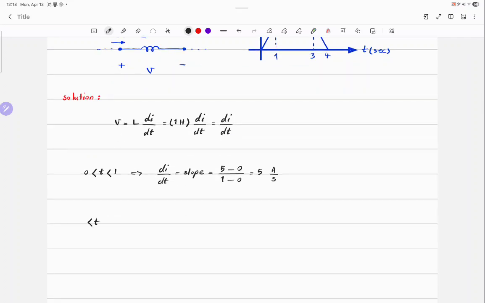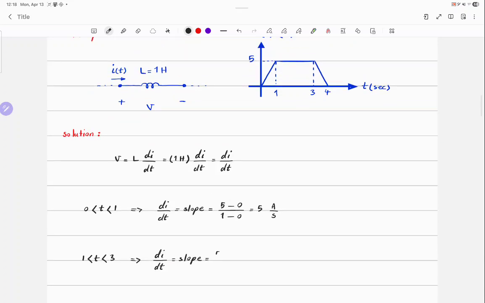Okay. Then t between 1 and 3, di over dt is equal to the slope, and it's equal to 5 minus 5 divided by 3 minus 1, and it's equal to 0.